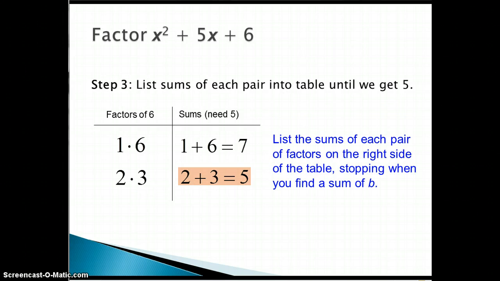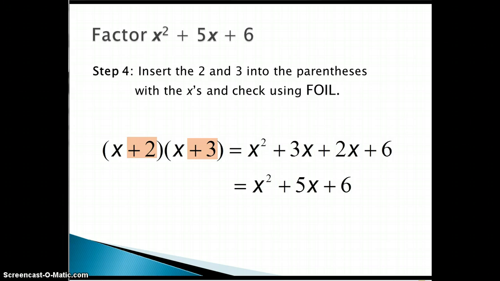Then we list the sums on the right side of the table. If we add the 1 and the 6 together, we get 7, and that's not the sum we're looking for. So we keep going and add the 2 and the 3 together, and we get 5, which is the sum that we're looking for. So the 2 and the 3 are the numbers that we need, and we place them in the parentheses with the x's. The order doesn't really matter. I could have put the 3 in the first set and the 2 in the second set.